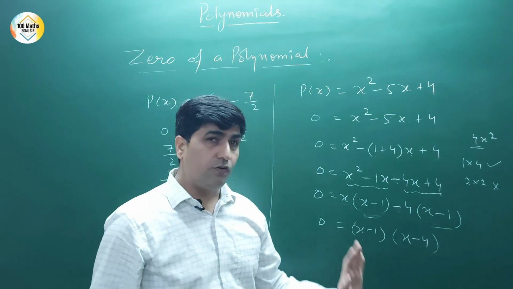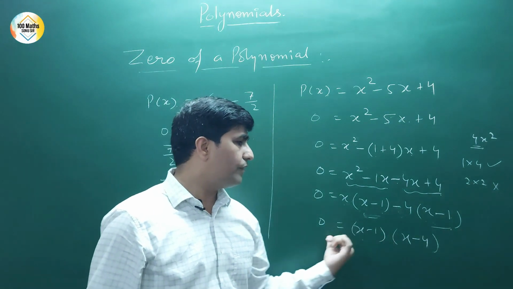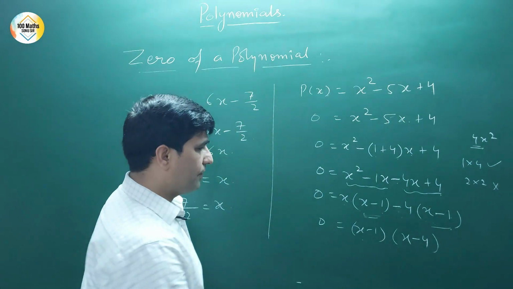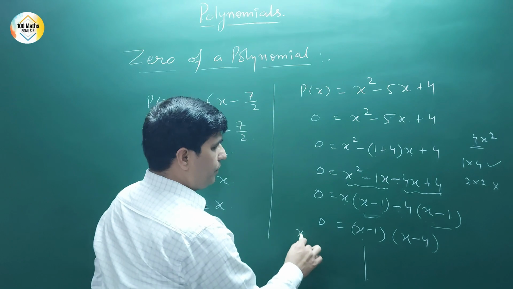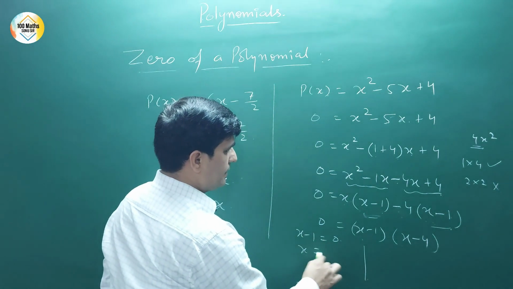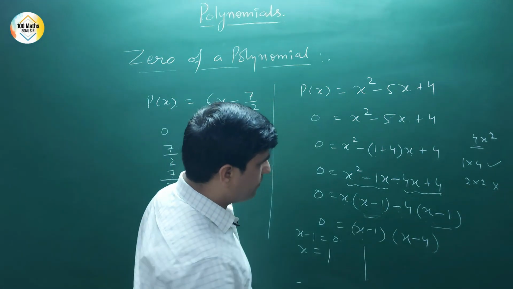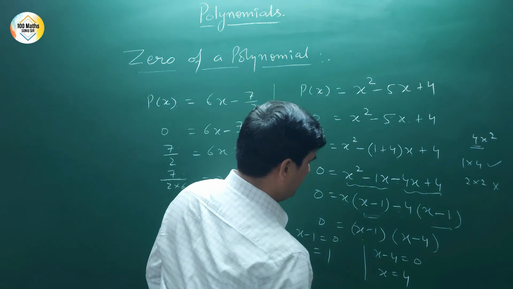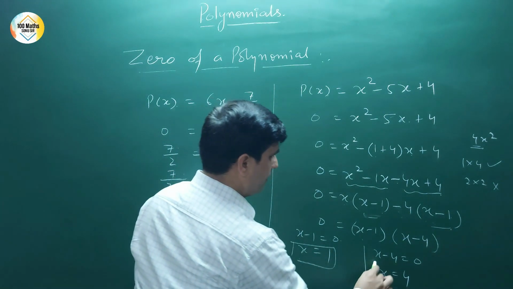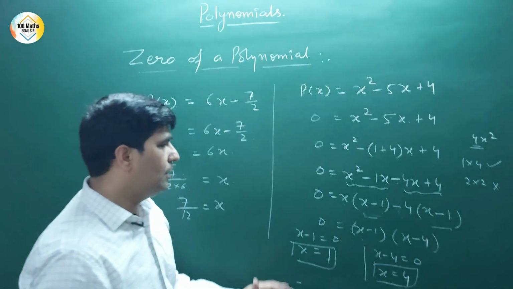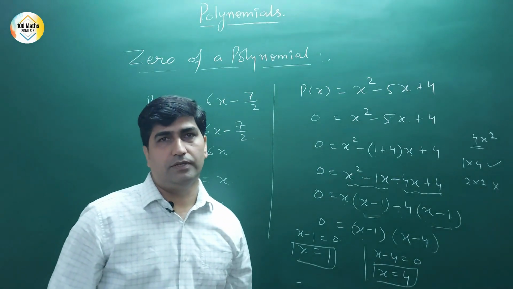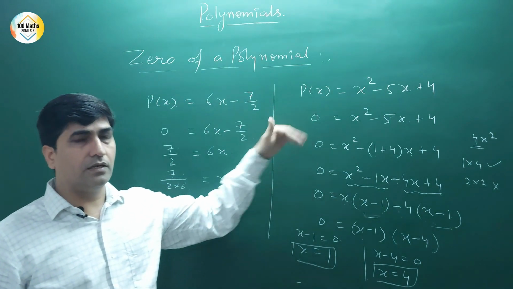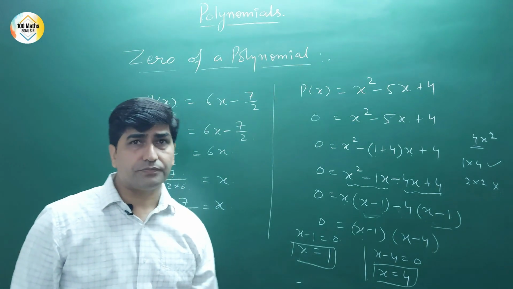Now we will find the value of x. If the product of these two factors is 0, it means either this is 0 or this is 0. We will put them separately equal to 0. When we put x minus 1 as 0, x is coming 1, and when we put x minus 4 as 0, we get x is equal to 4, right? So x is equal to 1 and x is equal to 4 are known as zeros of this polynomial, right? The procedure is the same for linear, for quadratic, for cubic also, right?